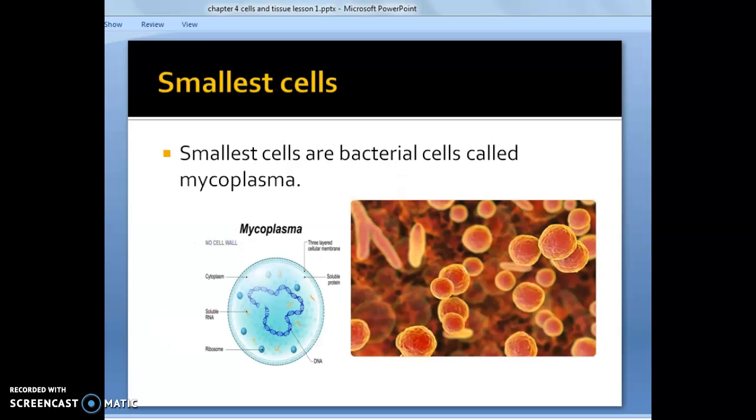Now we are going to discuss the smallest cells in detail. The smallest cells are the bacterial cells called Mycoplasma. Mycoplasma are considered the smallest cells present on the earth. They are mostly round in shape and microscopic, they cannot be seen by the naked eye, only under the microscope.